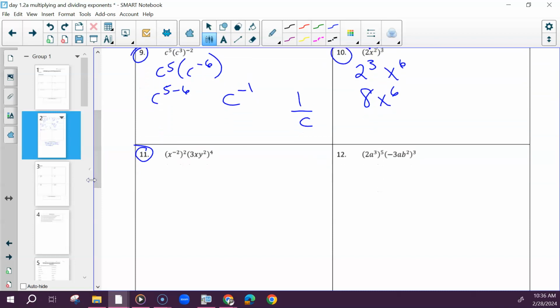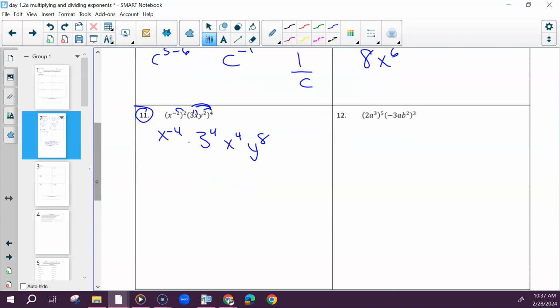Okay. 11, same thing. Multiply whatever's outside to the inside exponents. The 4 gets multiplied to both exponents of 3 and x and y. We have x to the negative 4th times 3 to the 4th, x to the 4th, y to the 8th. Multiplying, not adding here. Then we have like bases, our x's, and we can simplify the 3 to the 4th. If we have like bases that are multiplying, we can add them, but negative 4 plus 4 is 0. So I'm going to write that for now.